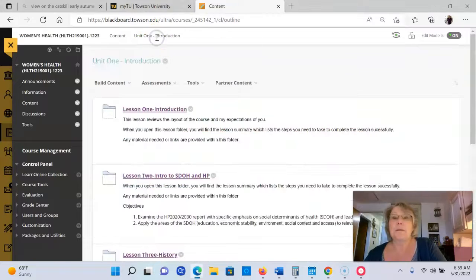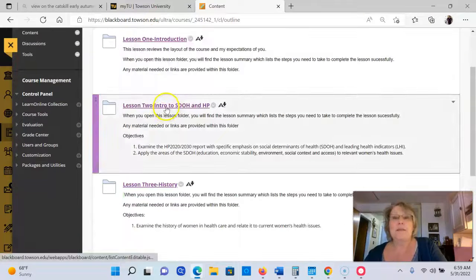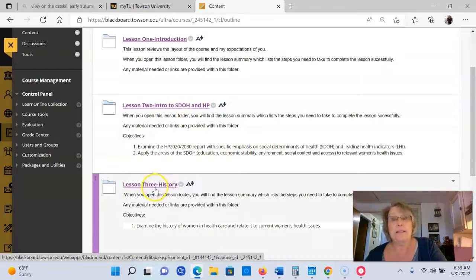Let's go up to Unit 1. This unit, Social Determinants of Health and Healthy People. This helps you understand what the national goals are related to women's health and how they come about. And this lesson 3 on history has a tremendous amount of reading, and I highly recommend that you divide the reading among your group members so that you're not trying to read 300 or 400 pages.